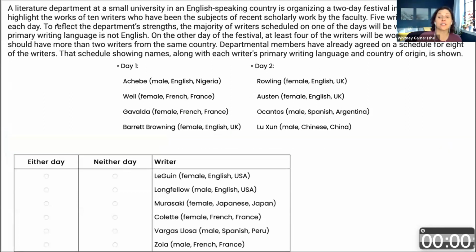And let's look first at our rules. So we've got a 2-day festival where we're going to highlight these 10 writers. And so 5 writers each day. Great. Here we go. We got 4 writers already chosen. The majority of the writers, so here come the rules. The majority of the writers scheduled on one of the days will be writers whose primary written language is not English. So I need 3+ writers to have non-English on one of the 2 days.